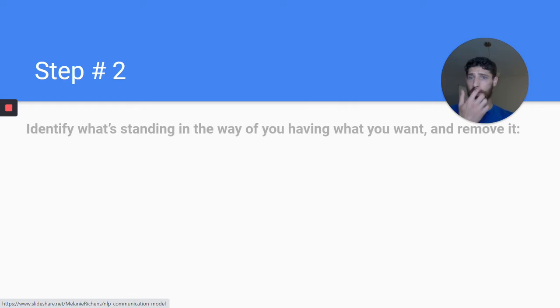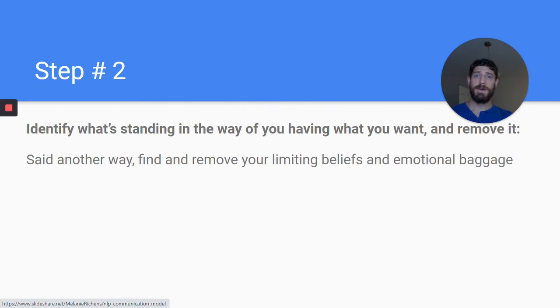Now, step two, we need to identify what's standing in the way of you having what you want. We got to remove it, right? There are blocks, there are limiting beliefs. And so, said another way, if you find and remove these limiting beliefs and emotional baggage, we can essentially get these things that are preventing us from reaching what we want to reach out of our way, and start taking action.